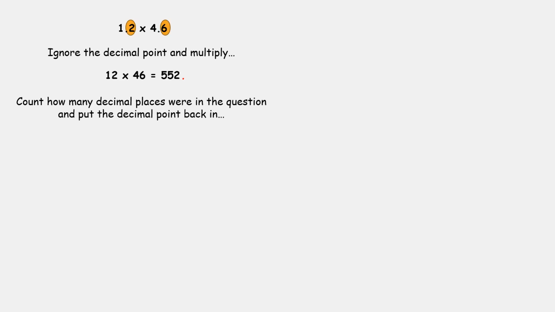Let's try another one. We've got 1.2 times 4.6. So ignore your decimal points and let's do 12 times 46, which will give us 552. Let's put that decimal point in there, and we need to count how many decimal places we had in our question, which is 2. We now need to move that decimal point twice, which is going to give us 5.52. So now we've got 7.6 times 0.34. So pause the video and try this one by yourself.